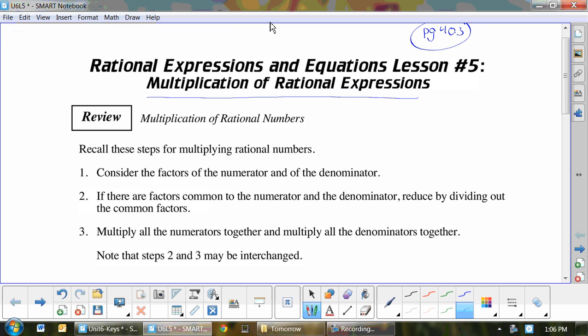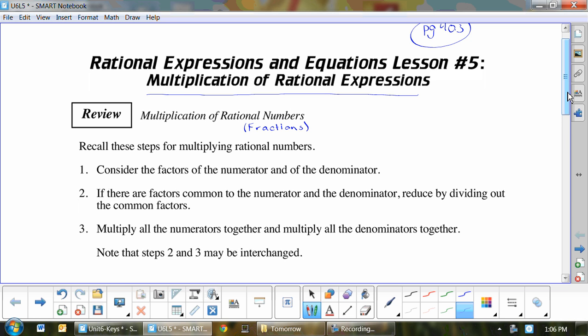Okay, so today we're doing multiplication of rational expressions. If you're like me and you think all the way back to junior high, I always found multiplication of fractions a lot easier than adding and subtracting them. So we'll do a quick review of multiplication of rational numbers, which is the multiplication of fractions.